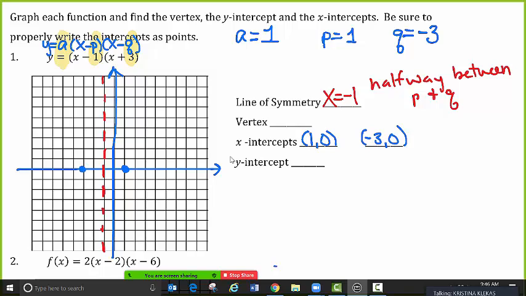Now my vertex, I know my vertex is going to fall on this line somewhere. Maybe it'll be down here. Maybe it'll be here. Maybe it'll be here. Okay, and I'm assuming they all open up.